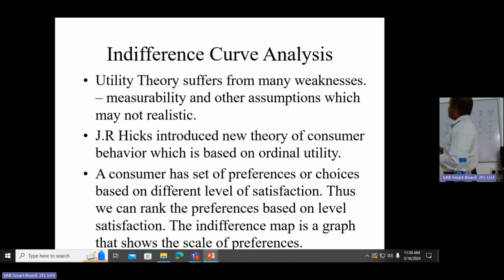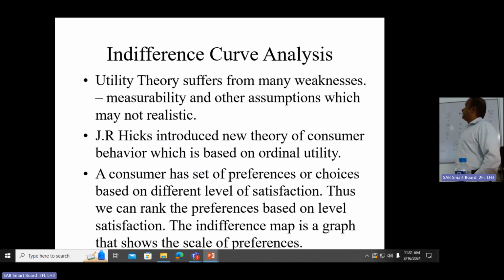So then the other explanation is indifference curve analysis. As we mentioned, this is based on the ordinal utility, because the cardinal utility approach is criticized. It is not realistic, because one issue is the measurability of the utility, and most economists criticize that part. The other issue is the assumptions that we made when we derived the utility theory. Those things are not realistic.